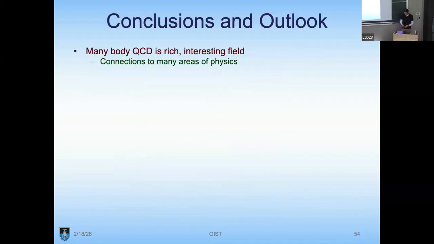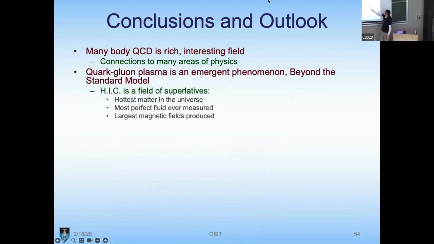All right, so hopefully what I've convinced you of, because now I'm basically just down to time for Q&A, is that QCD, many-body QCD, is a rich and interesting field with connections to many areas of physics. The quark gluon plasma that we're exploring is an emergent phenomenon. It's beyond the standard model. So part of beyond standard model physics is new particles, neutralinos, gluinos, and so on. But emergent phenomena in general are beyond the understanding of the Lagrangian of the fundamental particle physics of the universe. And heavy ion collisions is a field of superlatives.